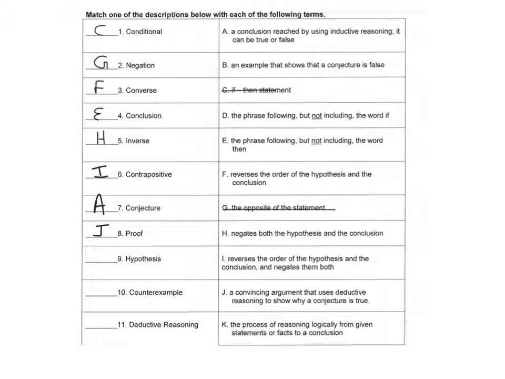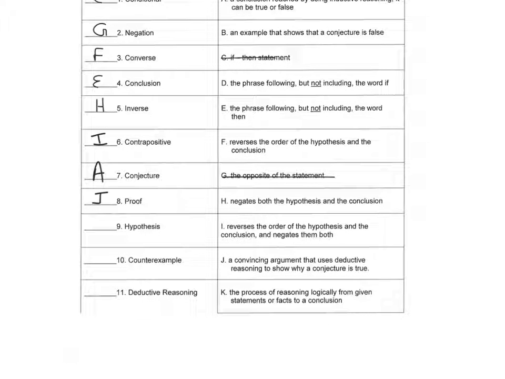Hypothesis, D, the phrase following but not including the word if. Counterexample, an example that shows the conjecture is false. And then deductive reasoning is going to be K, the process of reasoning logically from given statements based on facts to a conclusion. So that's all the vocabulary. I would know that stuff. That's usually what gets some of you guys.